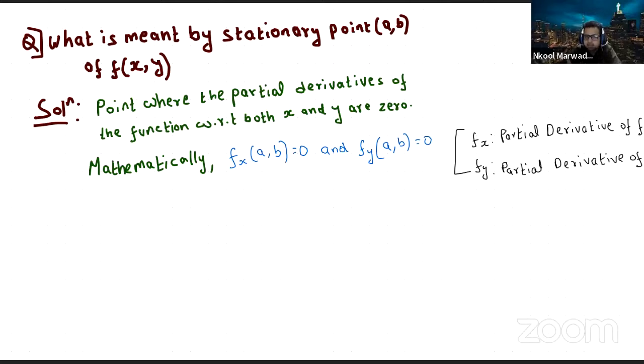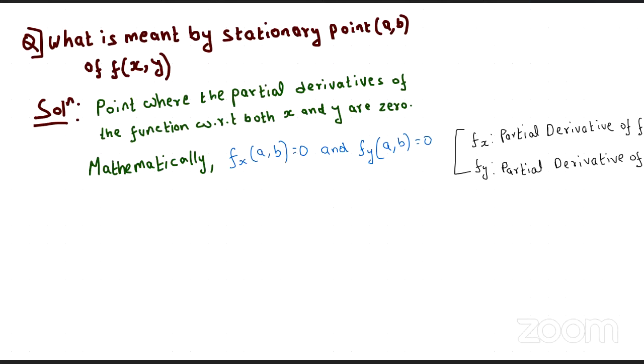And since the function became stationary, the partial derivative with respect to x and with respect to y has to be 0 at that point. Okay, sir. Got it.